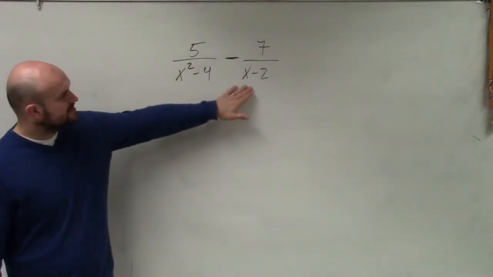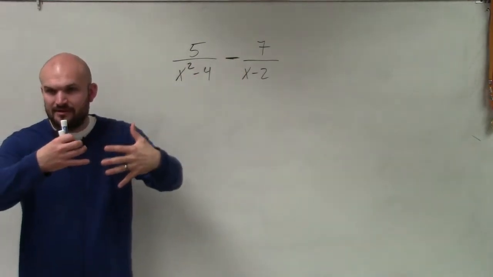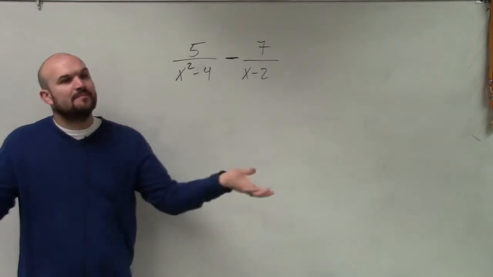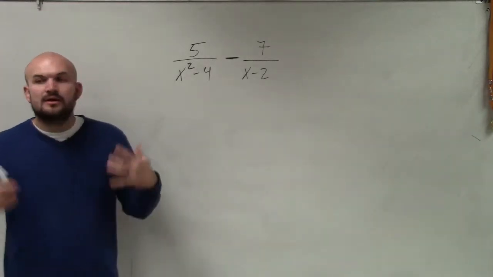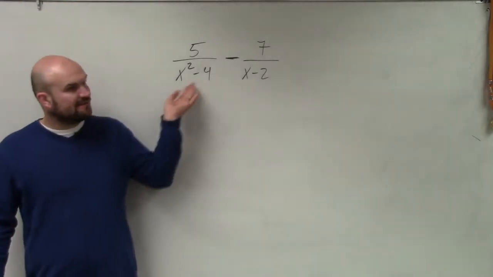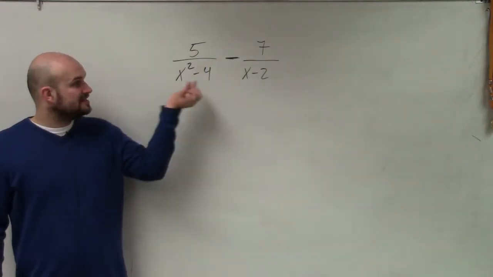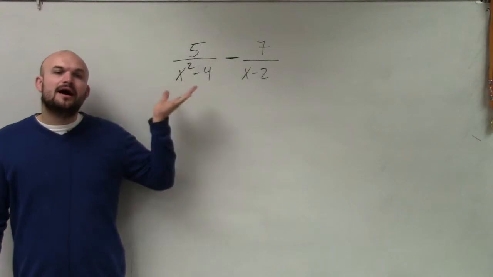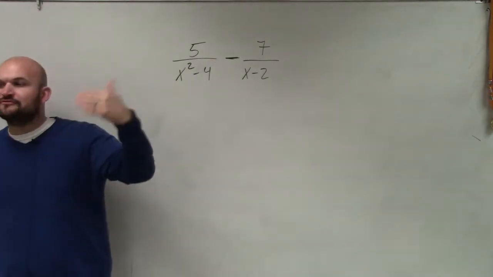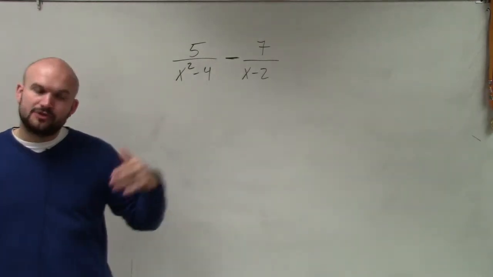First of all, ladies and gentlemen, you see that we are trying to combine these, right? We're actually trying to subtract them, so we're trying to make them into one expression. To do that, you can see that these have unlike denominators. Now, the easiest way to find common denominators is to multiply your denominators. However, if you see an opportunity to factor, I would recommend you go ahead and factor.